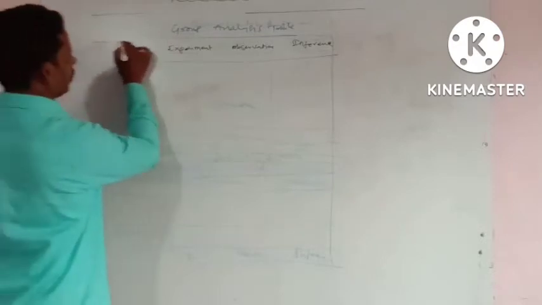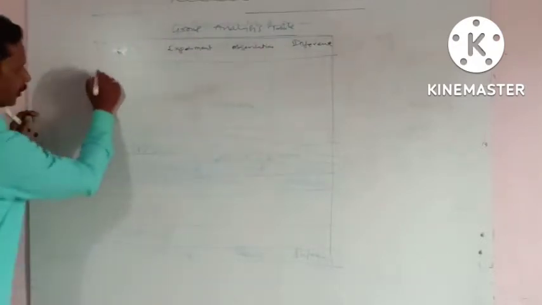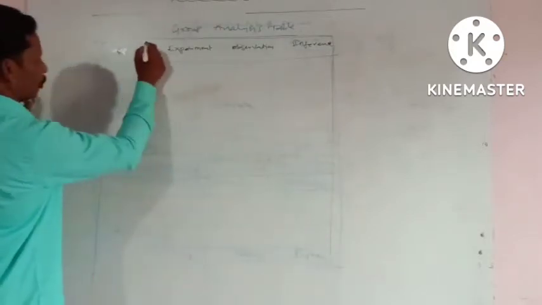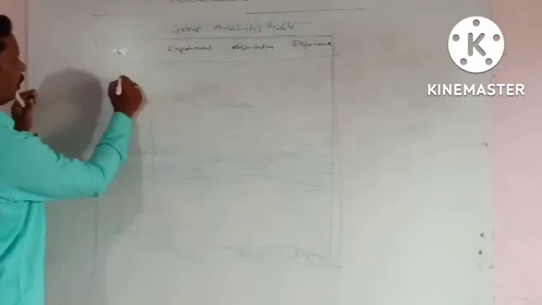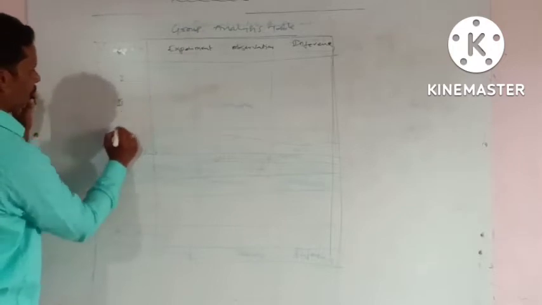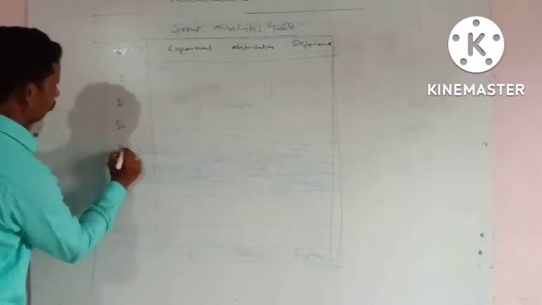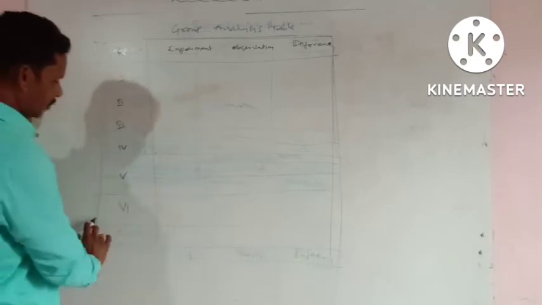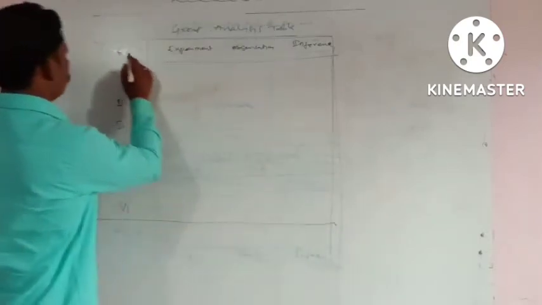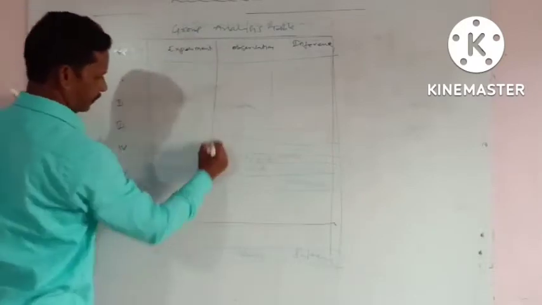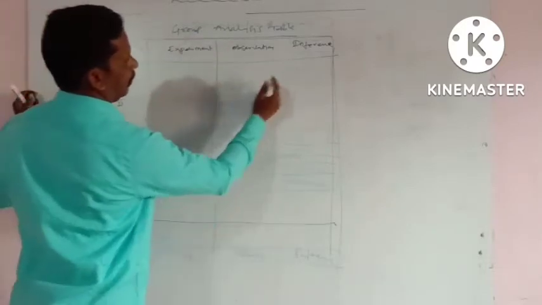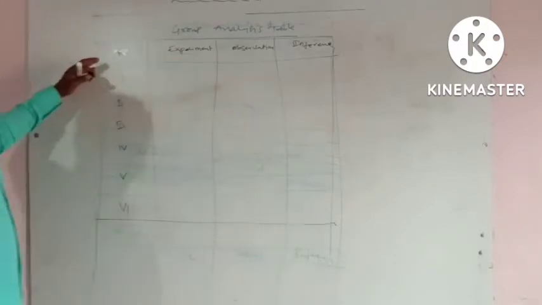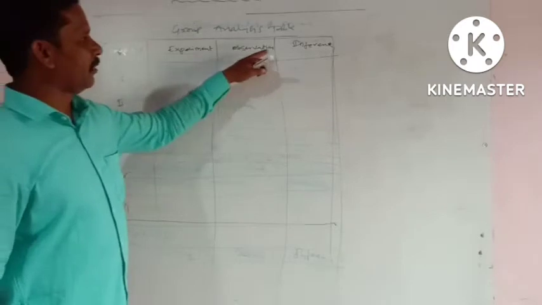This is the main thing, and it will be asked in our examination also. For the group number, you write Roman numerals 1, 2, 3, 4, 5 and 6. So this is the group analysis table: group number, experiment, observation, inference.